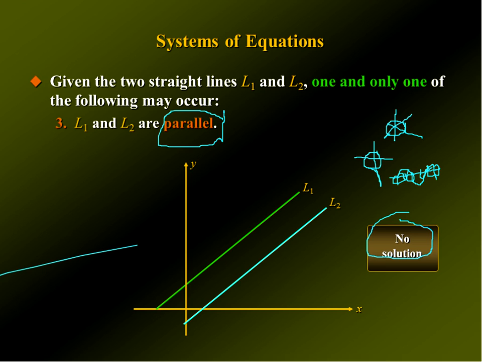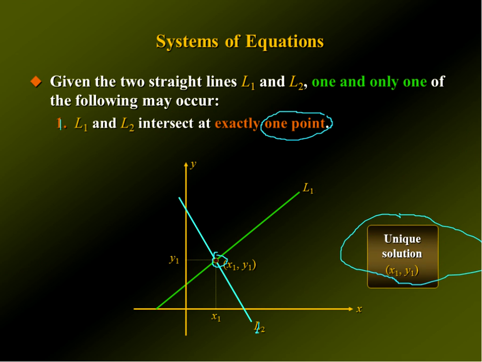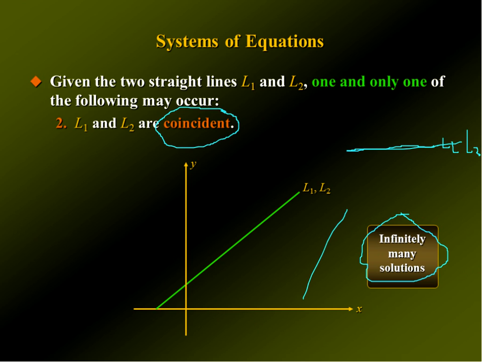Similarly, I repeat it. There are three points. In the first point, I say that if the two lines cut at one point, then it is a unique solution. In the second point, I say that if the two lines are coincident, coincident means one on top of the other. If the two lines are the same, it means coincident. So it has infinitely many solutions because the two lines are the same.